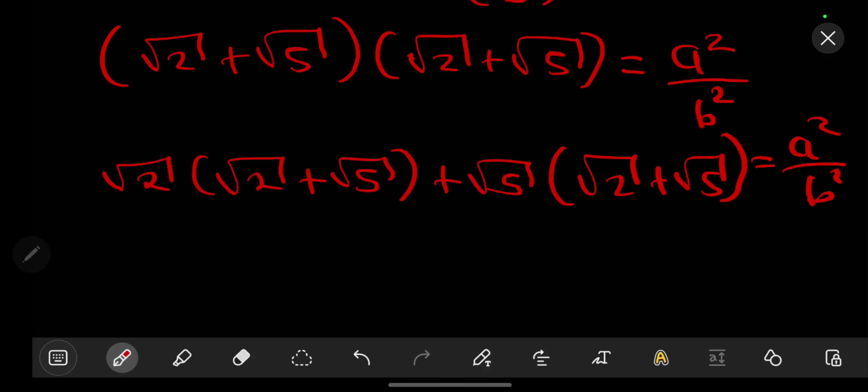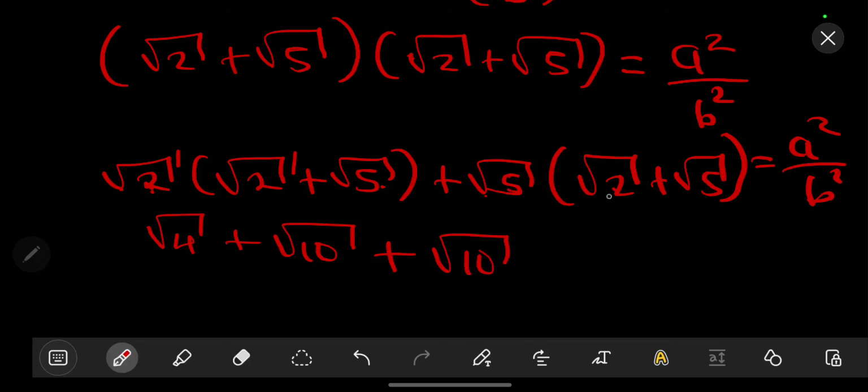Square root 2 times square root 2. If it is the same, we can cancel. If the root is the same, and whatever is inside, the outcome will be 2 times 2. It will give you the square root of 4, which is just 2, plus whatever is inside, we multiply. So we have 2 times 5, which gives us 10. Then we have plus the square root of 5 times the square root of 2, which will be the square root of 10, because whatever is inside, they will multiply. Then we have the square root of 5 times 5, which gives us 25, should be equal to a squared over b squared, like that.